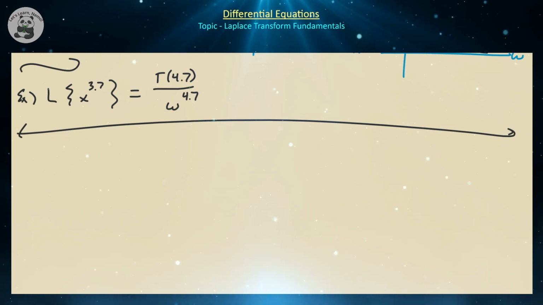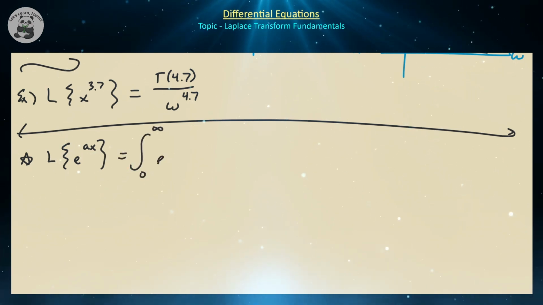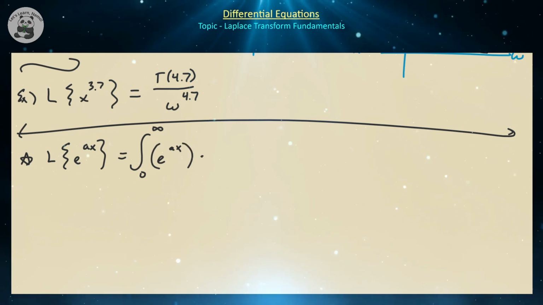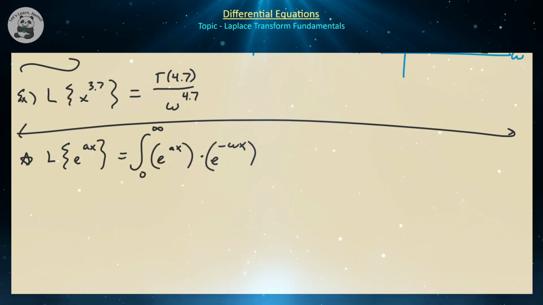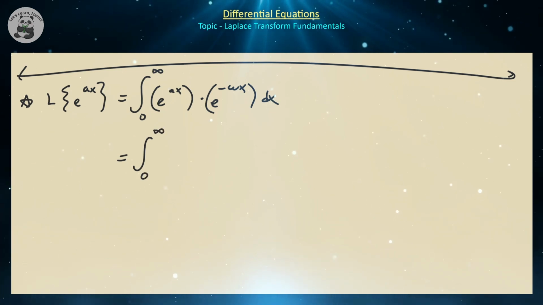Let's look at another nice class of functions that we definitely need to understand, and that is exponentials. So the Laplace transform of e to the ax. Let's assume we have just an arbitrary real parameter there. So this is going to be equal to the integral from 0 to infinity, e to the ax times e to the minus omega x dx. Same base, so we can combine our terms. So that's going to be equal to the integral from 0 to infinity of e to the (a minus omega) x dx.